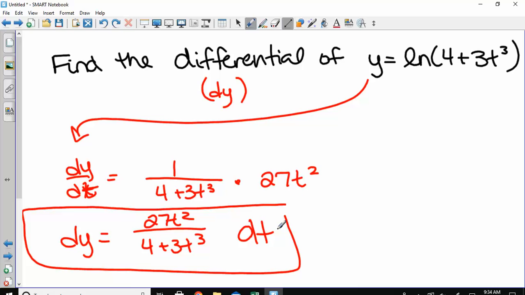But you move that dt or dx over to the other side. So we never have to plug in and evaluate anything. Where did you get the 27t squared? Derivative of the inside, chain rule. Other questions?